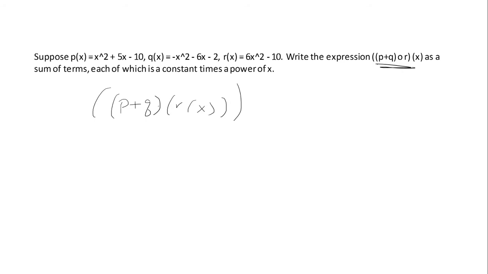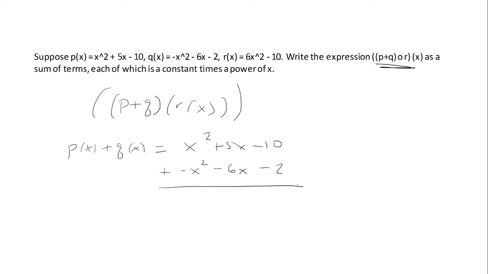Okay, so first we're going to do p plus q. So p of x plus q of x. Okay, so p of x is x squared plus 5x minus 10. And q of x is -x squared minus 6x minus 2. So when we add these up, we get -x minus 12. So this part is done.